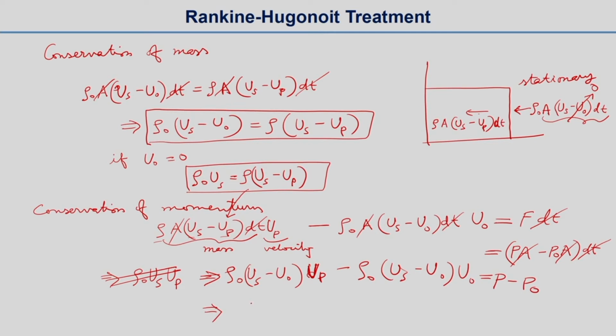So this will give us rho naught (Us minus u naught) up, minus u naught, is equal to p minus p naught. So if u naught is equal to 0, the conservation of momentum relation will be p minus p naught equal to rho naught Us up.